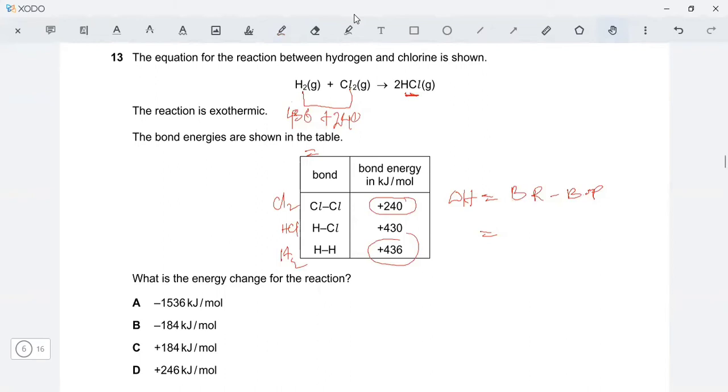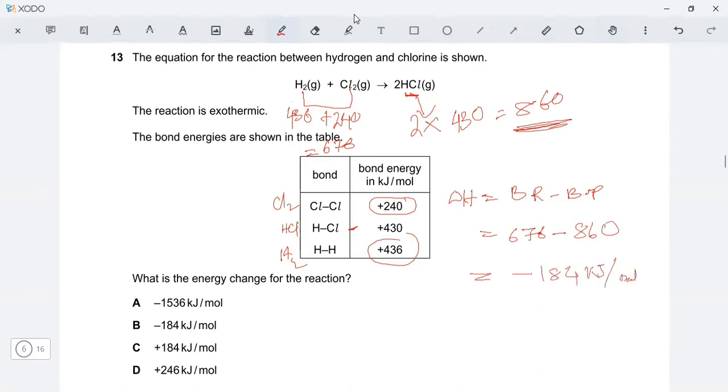So 4 plus 2 is 6. Then it's going to be 676, right? So this is the bond energy for the reactants, hydrogen and chlorine all together. And this is the bond energy of hydrochloric acid, HCl, that you also have to find. The HCl bond energy is 430. Here it's 2 times HCl because 2 is already in front of HCl, right? 2 times 430 gives about 860. So this is the bond energy of the product. So the bond energy of reactant is 676 minus 860. After subtracting, you are going to get negative 184.